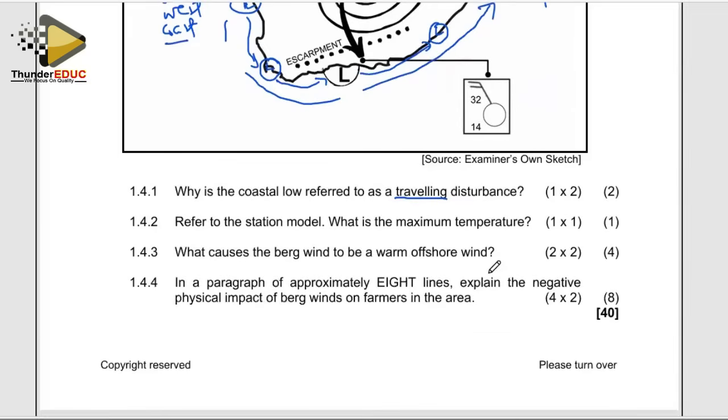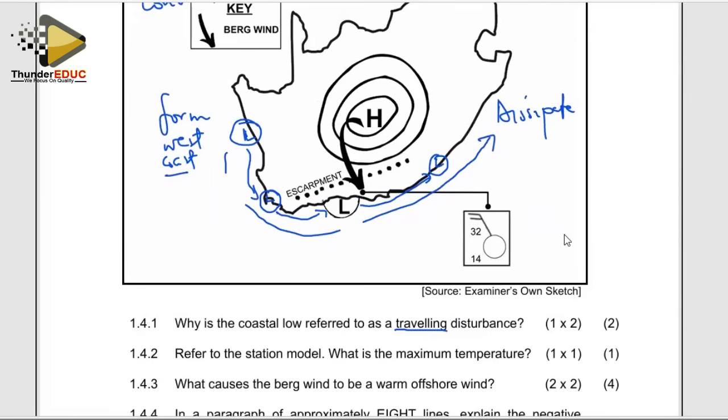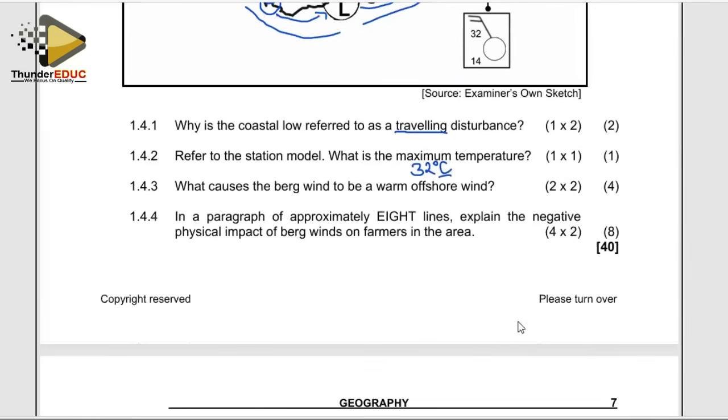Right. Refer to the station model. What is the maximum temperature? Our temperatures, we see them from these two digits here. The maximum temperature is the air temperature, which is 32 here. And remember, your temperature is indicated in degrees Celsius. Do not leave units of measurement. On the synoptic map, we don't put units of measurement. It's just 32 as a number. But you understand that our temperature is always represented in degrees Celsius. Right. We move on to the next question.